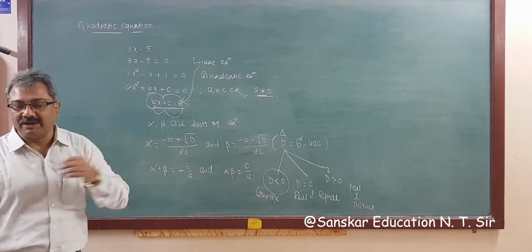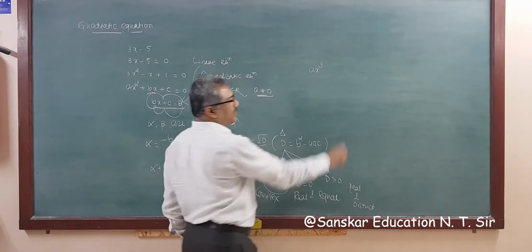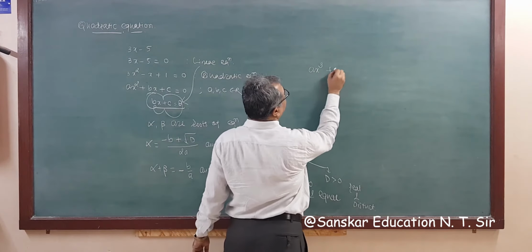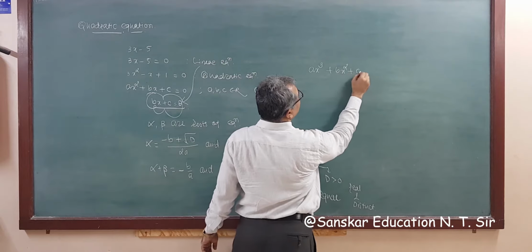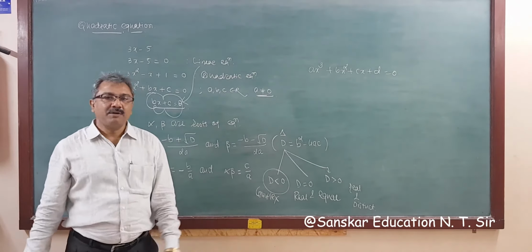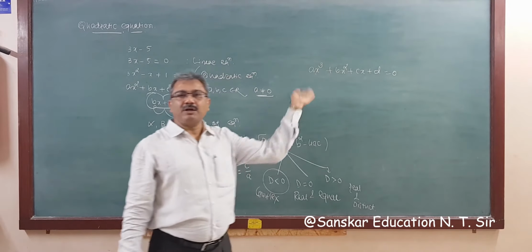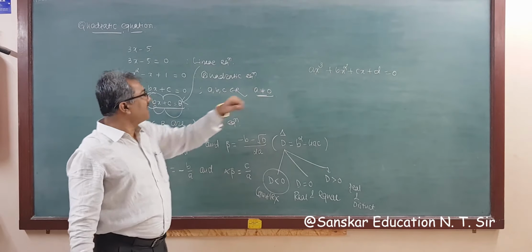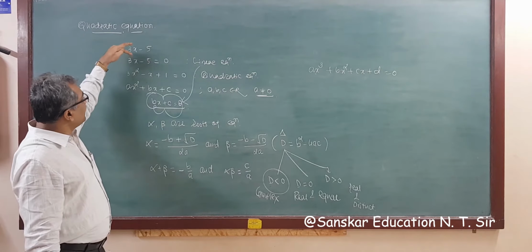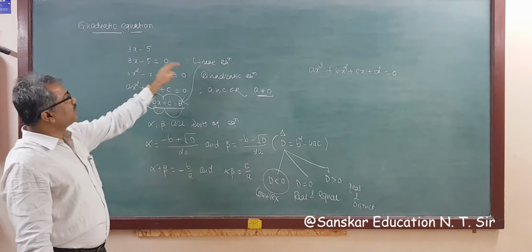Now for cubic equation, that is if the equation is given ax cube plus bx square plus cx plus d equal to 0. So this is a cubic equation because the highest power of the variable is 3. So it is called a cubic equation. If the highest power of the variable is 2, then it is called a quadratic equation, and if the highest power of the variable is 1, then it's called a linear equation.